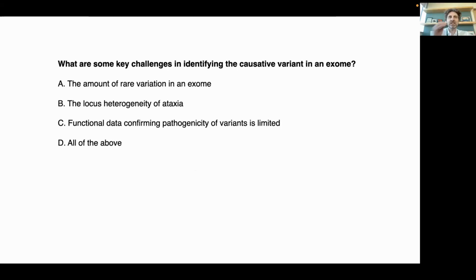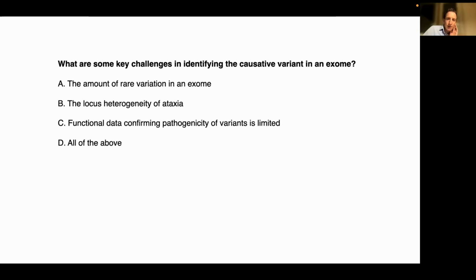Sure. What are some of the key challenges in identifying a causative variant in an exome? A, the amount of rare variation in any exome; B, the locus heterogeneity of ataxia; C, functional data confirming pathogenicity of variants is limited; or D, all of the above.